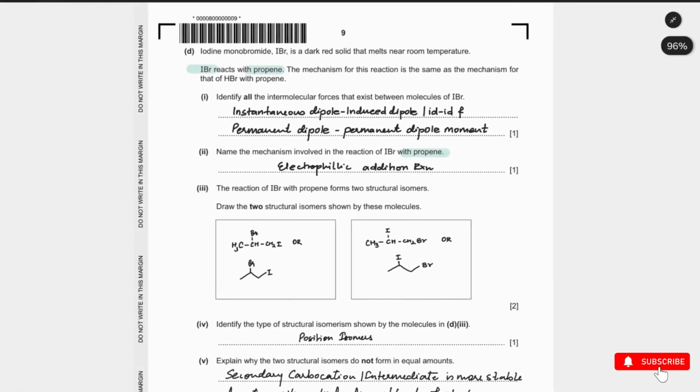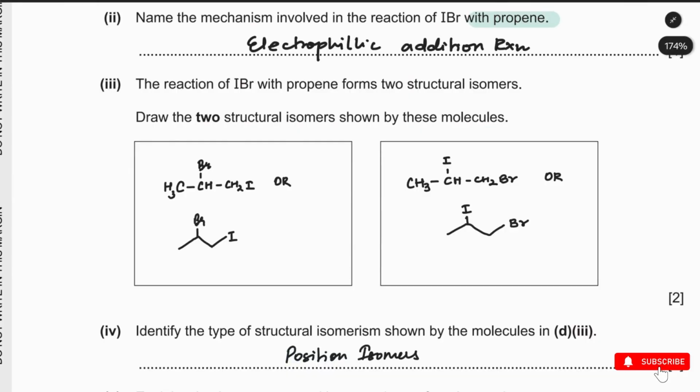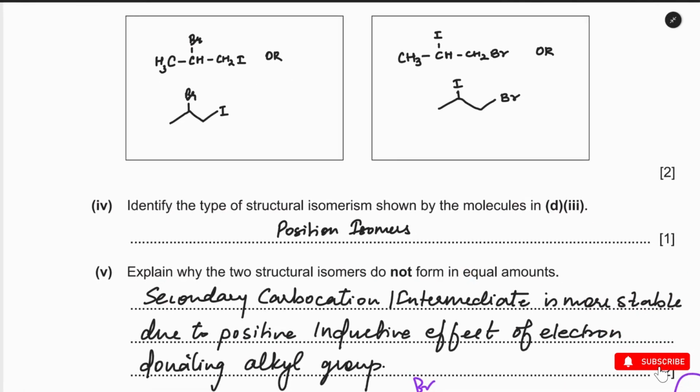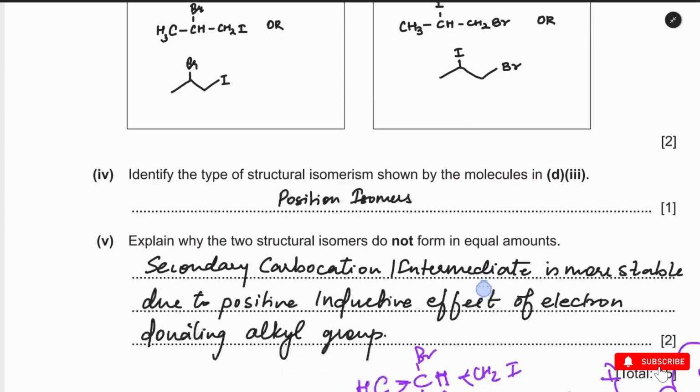As per this question, I have already done it over here. This follows Markovnikov, and this is anti-Markovnikov. Identify two types of structural isomerism shown by the molecule in D3. As you can see, it's a positional isomer. Why? Because the functional groups are present differently, and that is why the positions are different. With their positions being different, we can say these are positional isomers.